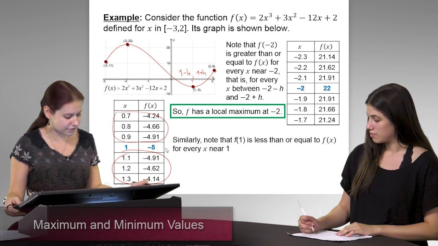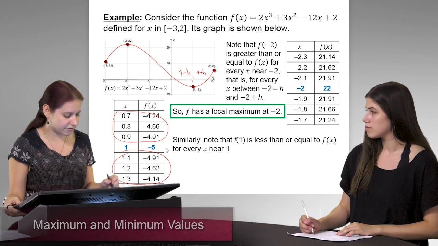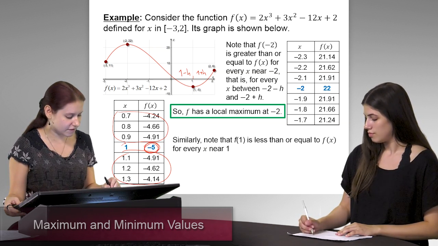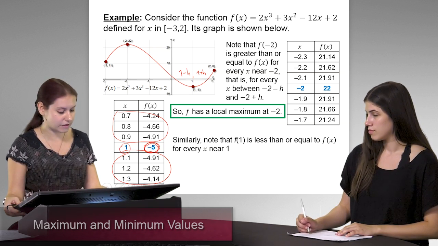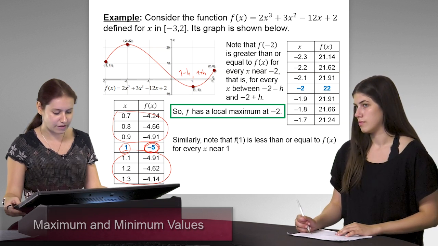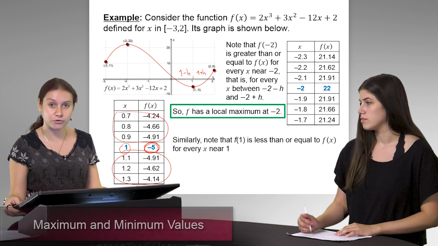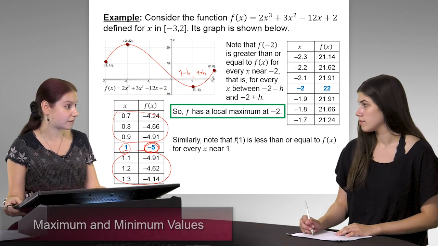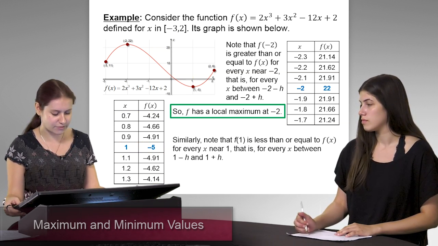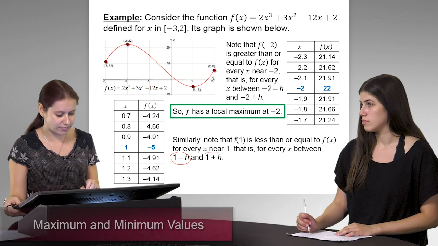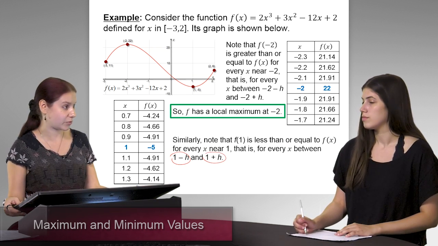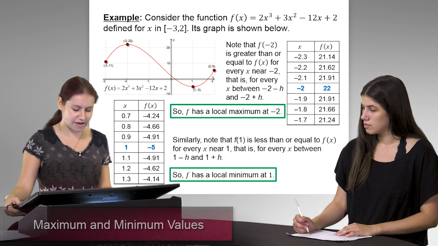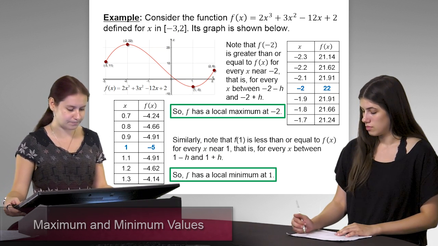Yes, exactly. On the left and on the right, they're all bigger than negative 5. Negative 5 is the smallest number. So c is 1. F of c is negative 5, the smallest number here. F of 1 is less than or equal to f of x for every x near 1. Near means in that interval for x between 1 minus h and 1 plus h, where h is just a small step away, a small positive number. Here we can say that f has a local minimum at 1.